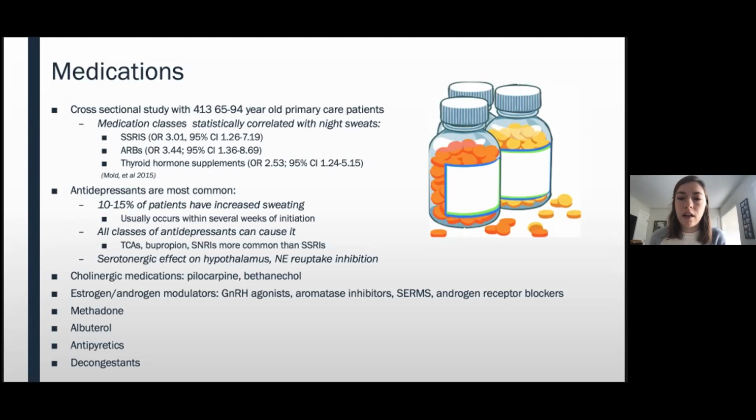Cody, I agree. Serotonin is confusing to me as well. And we'll get into it, but SSRIs can also be used to actually treat night sweats. So it's a little confusing.